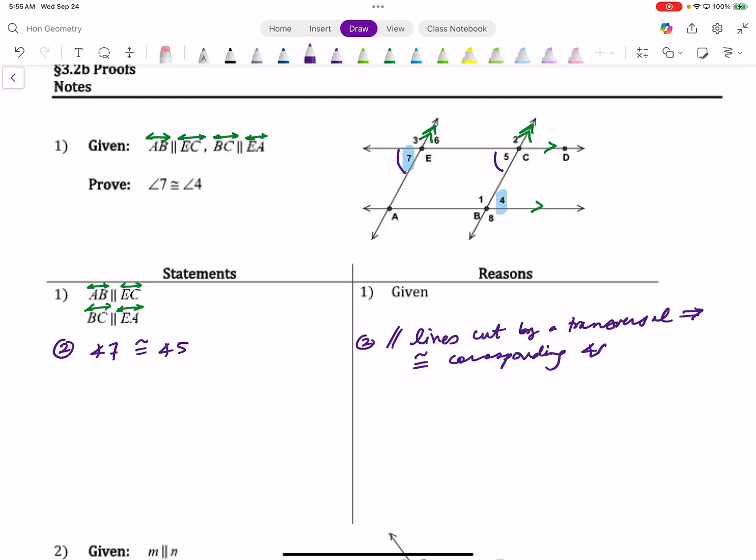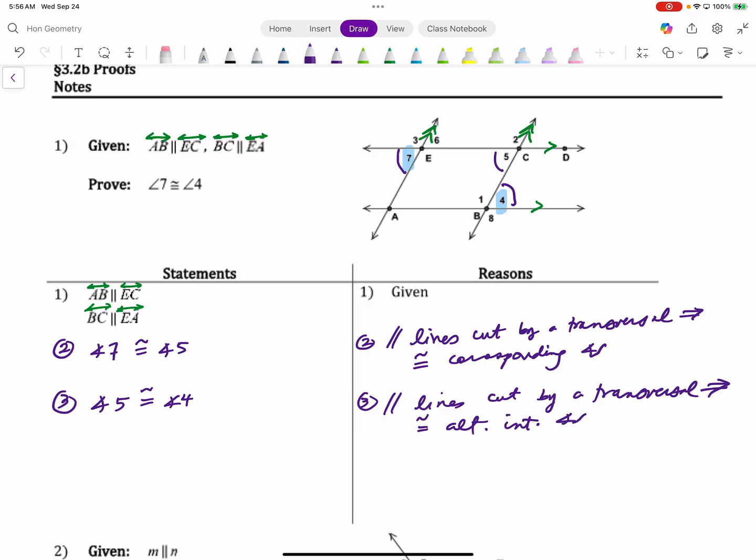Okay. Then we're trying to get from 5 to 4. Well, I can go straight there because we learned all the theorems. So I can just say that angle 5 is congruent to angle 4 because parallel lines cut by a transversal imply congruent alternate interior angles. And like up here, let's just go ahead and say it's okay. On a test, don't do it, but you know, shorten it to CORR for corresponding because you're going to be writing this so much.